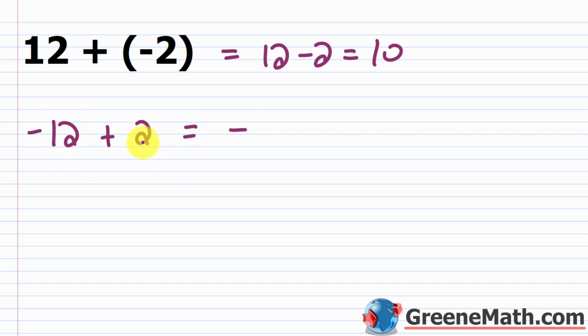I owe more than I'm putting back in. The absolute value of -12 is larger than the absolute value of 2, so this is going to be negative. And then you do the same subtraction. You're still going to do 12 minus 2. So this part's still 10, but I have that negative there. So this would be -10.